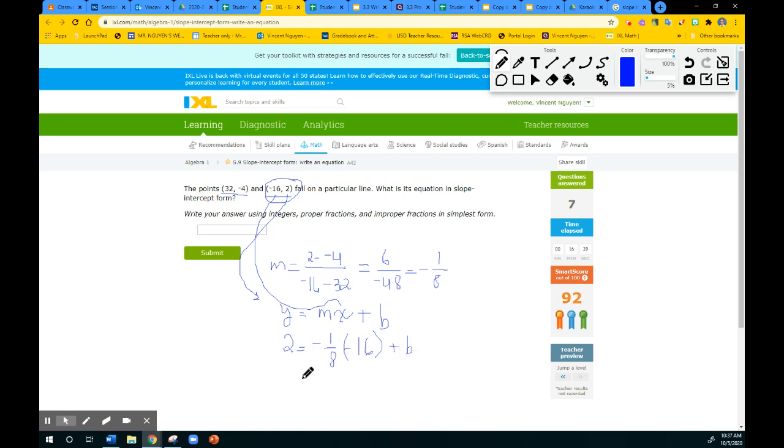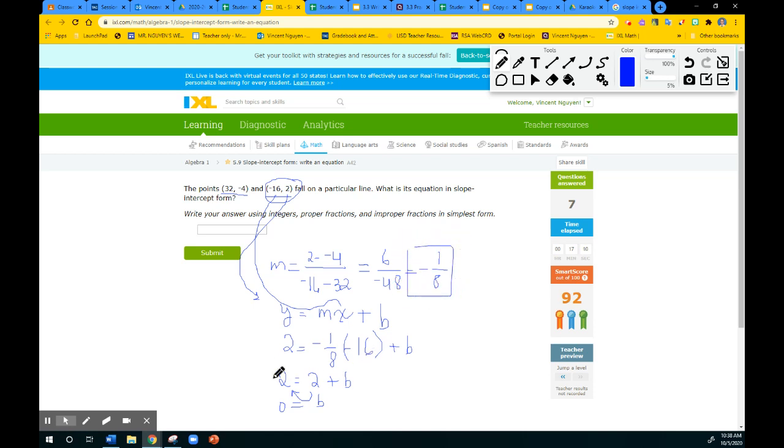So negative times negative will give you positive. If I simplify this equation, I get 2 equals positive, well, 1 times 16 is 16, 16 divided by 8 is 2, 2 plus b. Oh, the b is 0, guys. If I subtract the 2, I move the 2 over here, b will be 0. I did all of that work, and the answer turned out to be really nice. So b is 0.